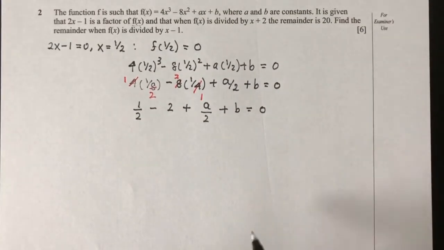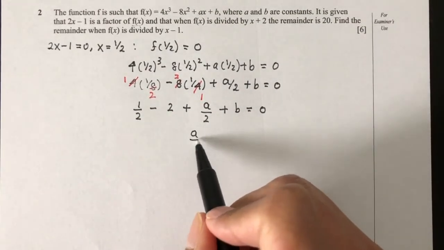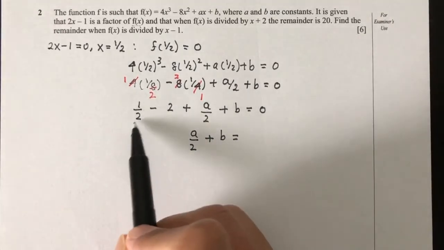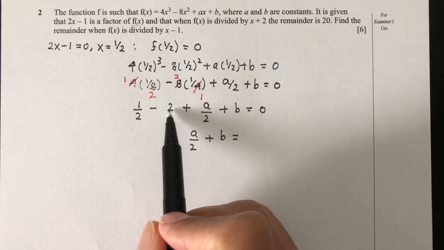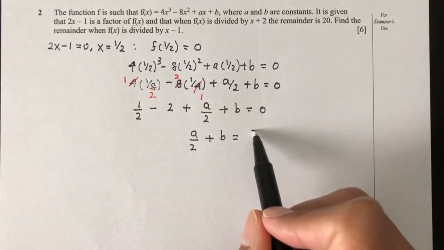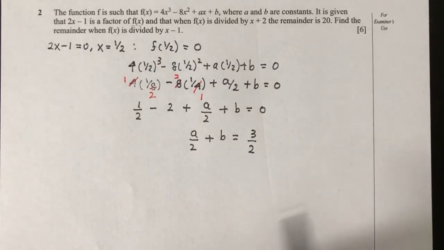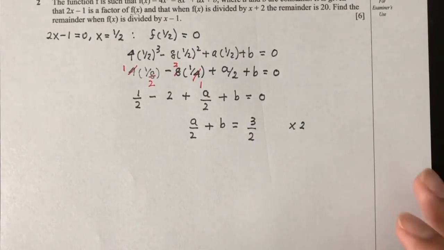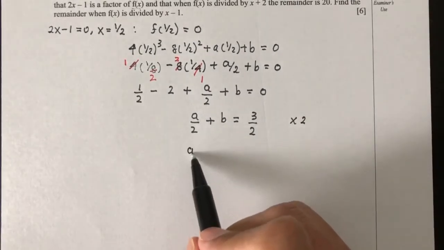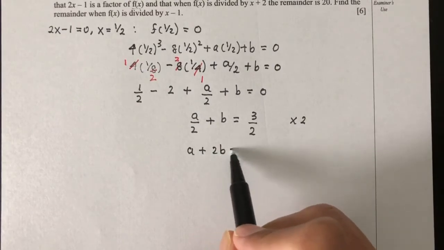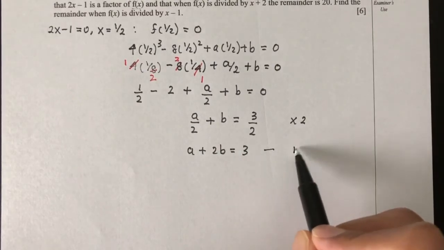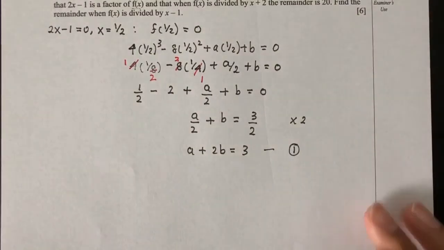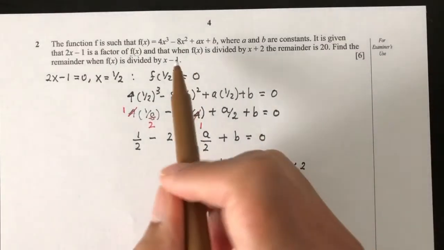Now we can simplify. We have a over 2 plus b is equal to what? Half minus 2 is minus 3 over 2. If you send this over, it becomes 3 over 2. Now we multiply by 2 everywhere to eliminate the denominator, so you will have a plus 2b is equal to 3. And that is your first equation. Now let's find the other equation. We have to use this information now.